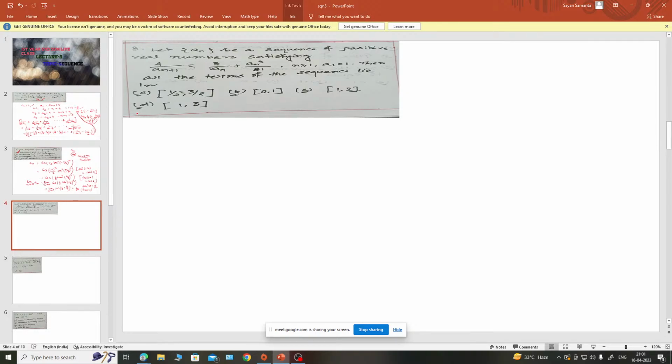Here the third question says that let A n be a sequence of positive real numbers.